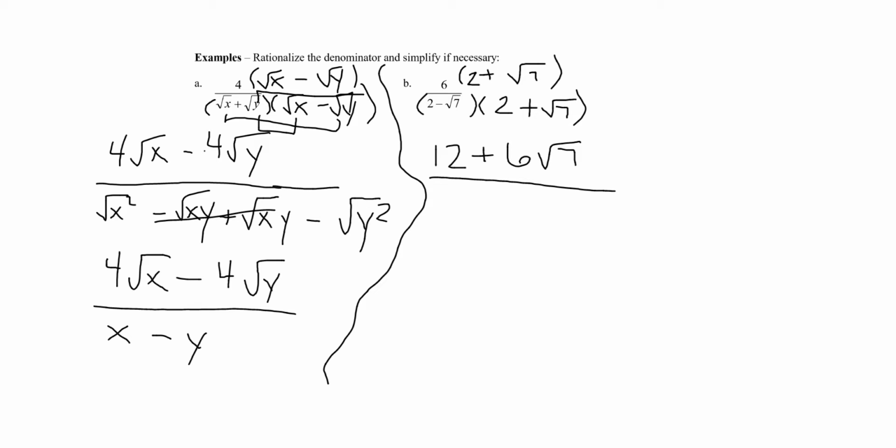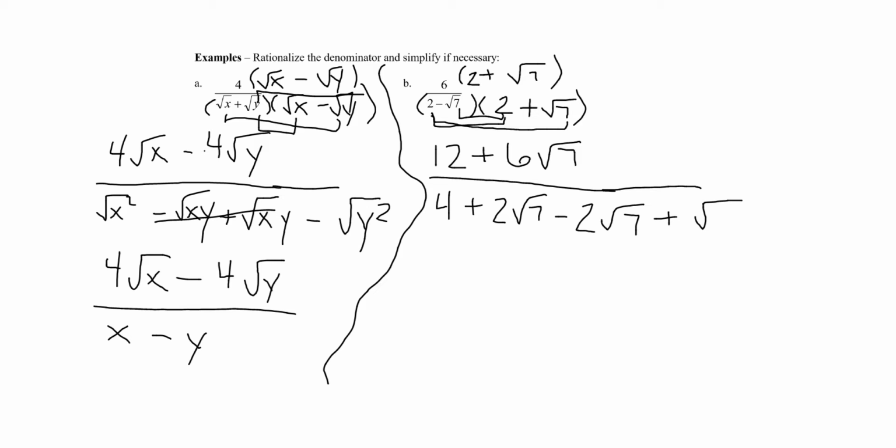And then on the bottom, we're going to FOIL. First terms, 2 times 2 is 4. Outer terms, 2 times the square root of 7 will give me 2 square root 7. Inner terms, negative square root 7 times 2 will give me a negative 2 square root 7. And then my last terms, a negative square root 7 times a positive square root 7 will give me a negative square root of 49.